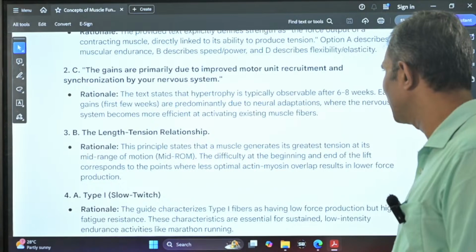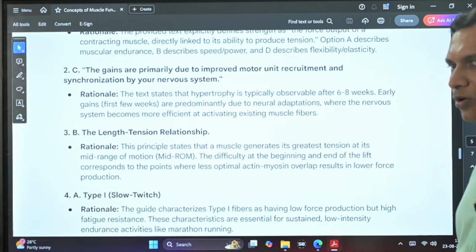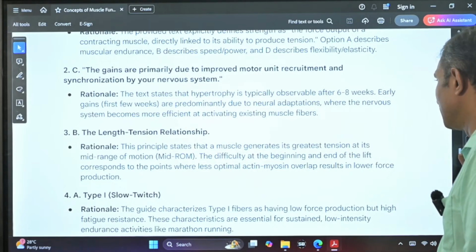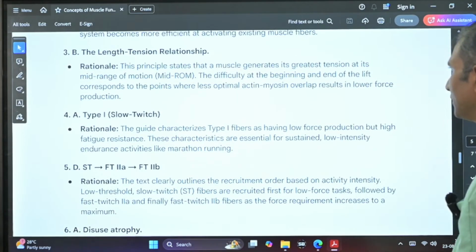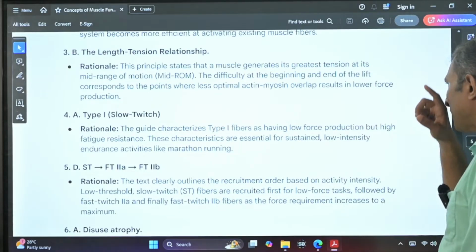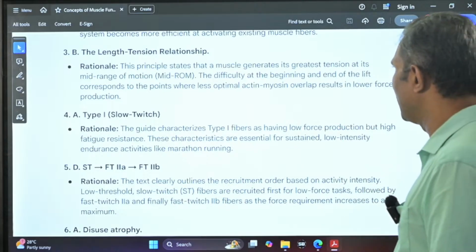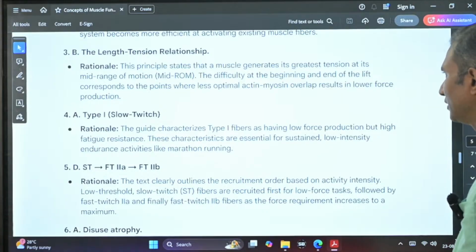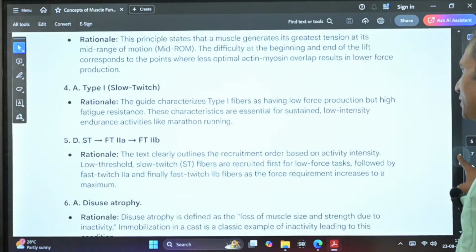So if I remember correctly, in the first few weeks, we may not observe hypertrophy. After 6 to 8 weeks, only then does the hypertrophy element come in. 3, B, length-tension relationship. At the mid-range, we have got a maximum tension producing capacity, and the difficulty at the beginning and the end of the lift corresponds to the point where there is lower force production. 4, slow twitch, option is A.